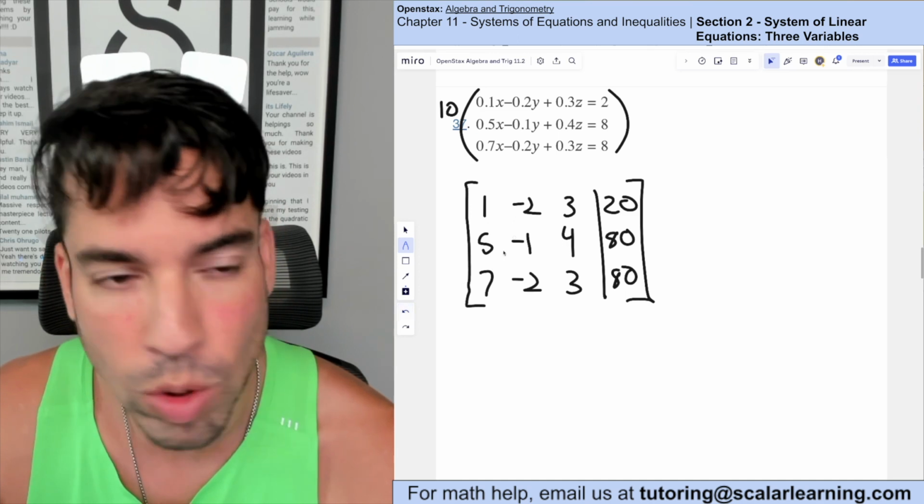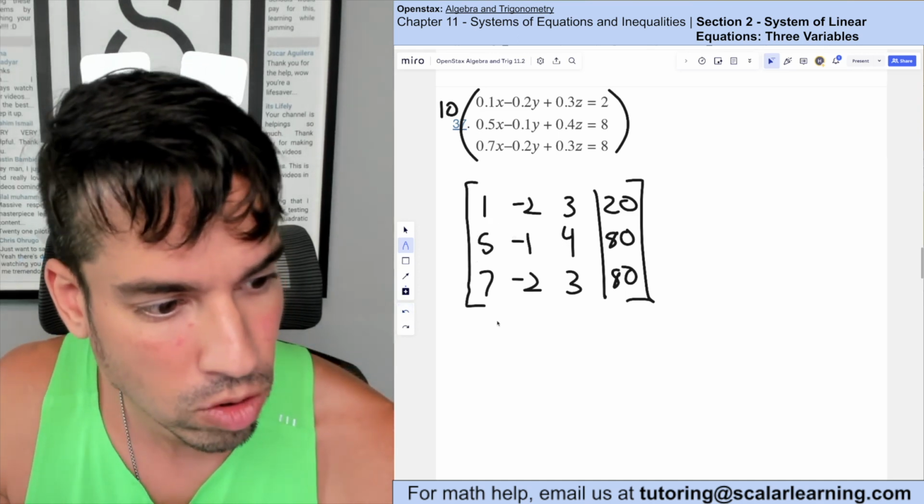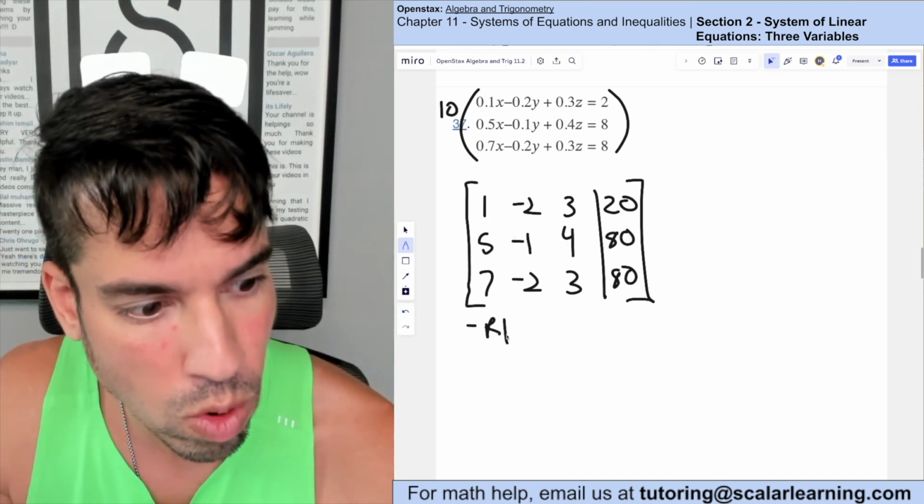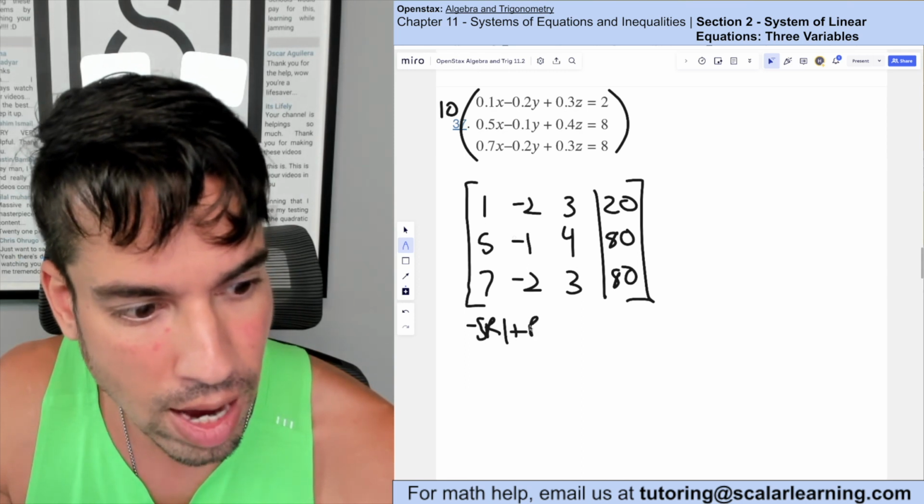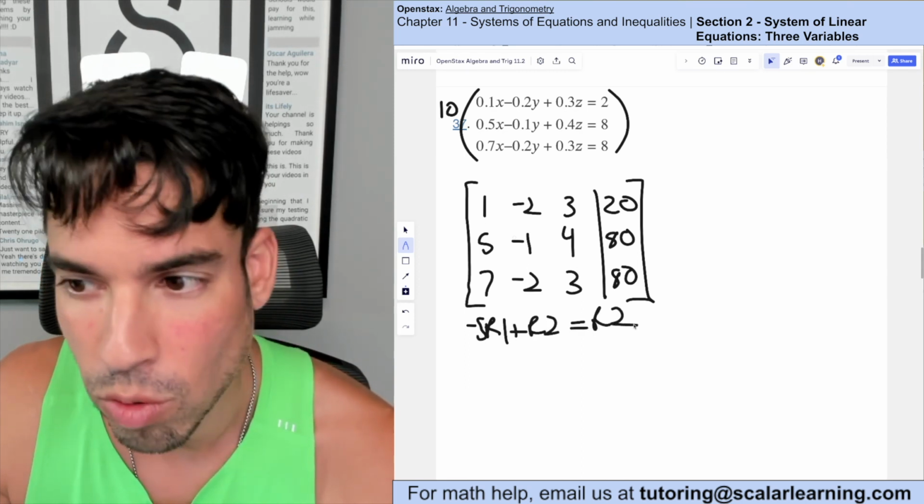The good thing is I'm starting with the 1 here. So to knock this to 0, it's pretty simple. I just multiply row 1 by negative 5, and I add it to row 2 to get a new row 2. Let's write that out.